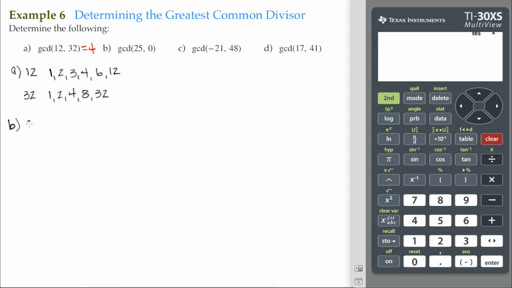we have 25. The divisors of 25 are 1, 5, and 25. And the divisors of 0 are 1, 2, 3, and so on. That means this continues. In other words, all integers divide into 0. The result may be 0, but they can all divide into 0. So then the greatest common divisor between 25 and 0 will be 25.